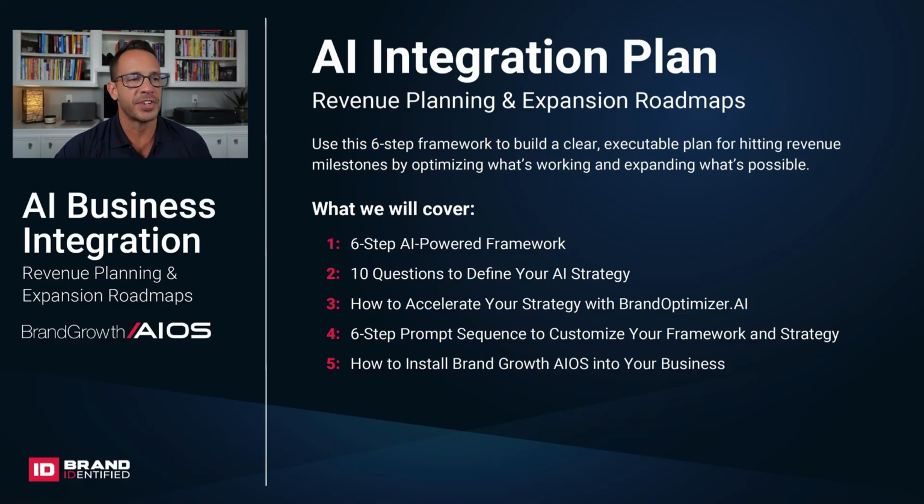So this is what we're going to cover today. First off, we're going to go over this 6-step AI-powered framework. Then we're going to define and answer the 10 questions that you must answer to define your AI strategy. Then I'm going to show you how to accelerate your strategy using the custom GPT over at BrandOptimizer.ai. Then I'm going to walk you through a 6-step AI prompt sequence to customize your framework and your strategy for your business, also using that custom GPT. And finally, I'm going to show you how to install Brand Growth AIOS into your business. So let's jump in and get started.